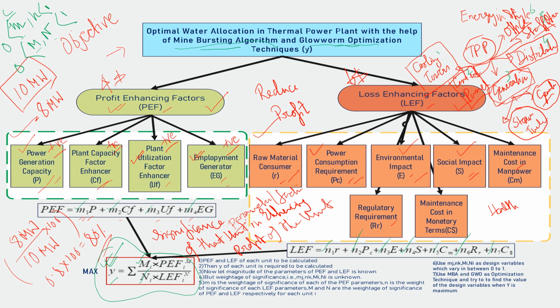In this way we will optimize, and when this max value is not changing for a long time, suppose 100 or 200 iterations are gone but Y is not changing, then we will stop the optimization and note down the values of small m, small n, big M, big N to find the optimal water allocation ratio of the power plant. So how to find it? Let us discuss it in the next slide.